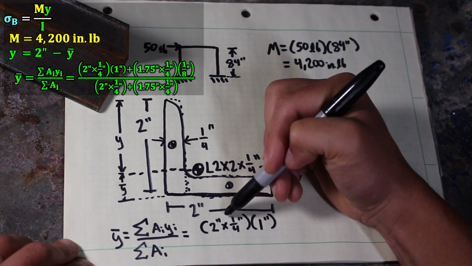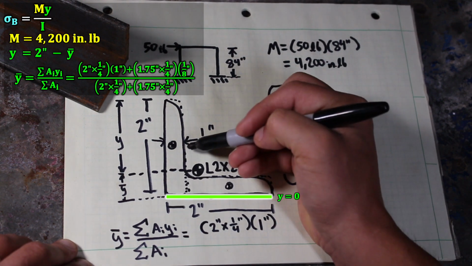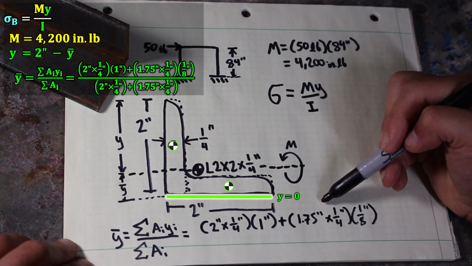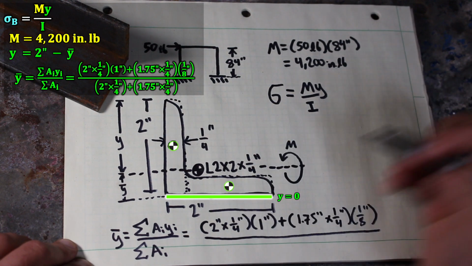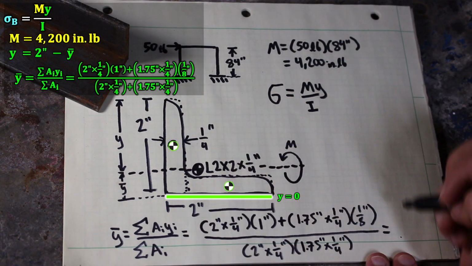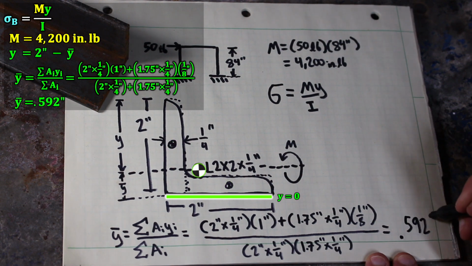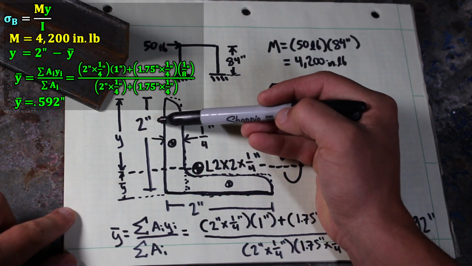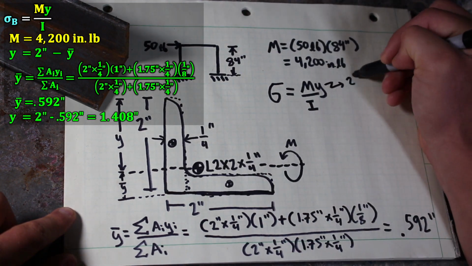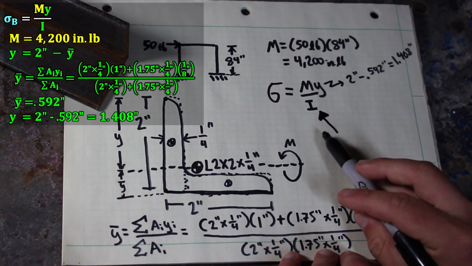So this is the area of the left rectangle multiplied by the distance from our datum to its centroid, and this is the area of our right-hand rectangle multiplied by the distance to its centroid, all divided by the sum of the areas. And we get that y bar equals 0.592 inches. And so to get y, we just take the 2 inches and subtract y bar. And we get 1.408. Let's move to a fresh page to find I.